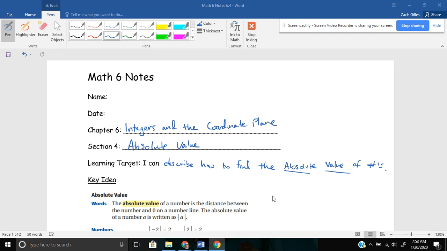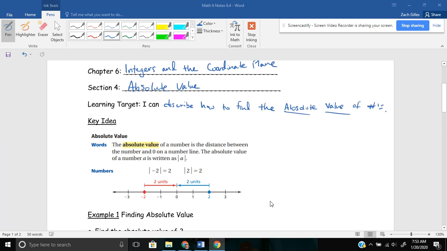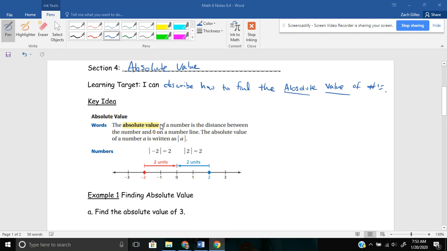And you'll see that once we start adding and subtracting and multiplying and dividing these integers, a lot of times negative numbers. All right, for words, it says the absolute value of a number is the distance between the number and 0 on a number line. The absolute value of a number A is written as, it looks like these two railroad tracks. Those two railroad tracks mean find the absolute value of A. Or if we were to plug in a number there, find the absolute value of -2.